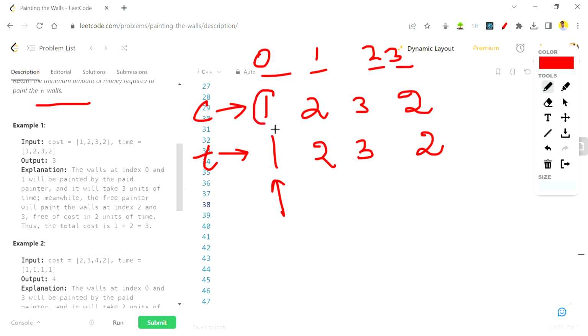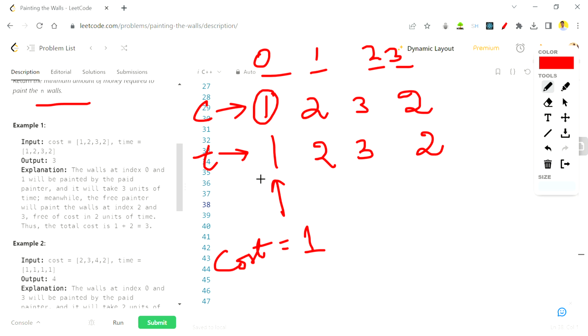Let us take the first painter into account. My cost associated with the operation is 1, and the time is 1. Let's say the unit is in days. So while I'm investing 1 unit, the paid painter is working for 1 day, and meanwhile in that time I can assign any other wall to a free painter.